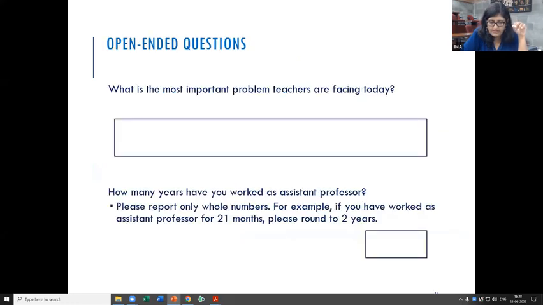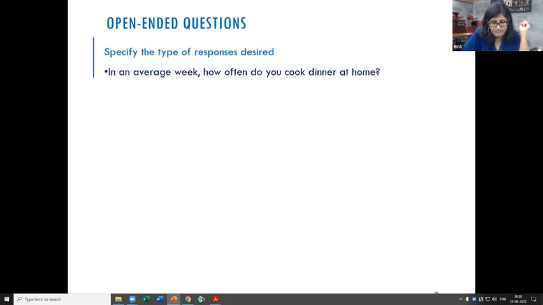I'll show you examples. This is an example of an open-ended question, a question where I have to write down the response. There is no predetermined category. What is the most important problem teachers are facing today? The second one is also an open-ended question with a smaller box. Your box indicates to the participant how much information you are looking for. So if you need more information, give a larger size box. Specify the kind of answers you need.